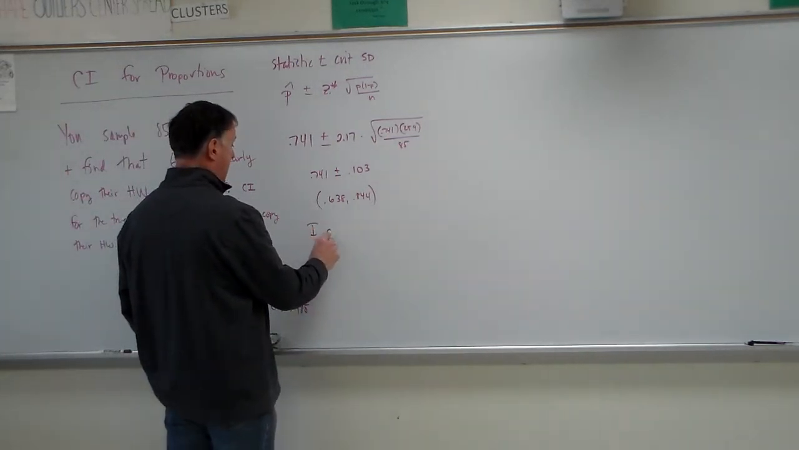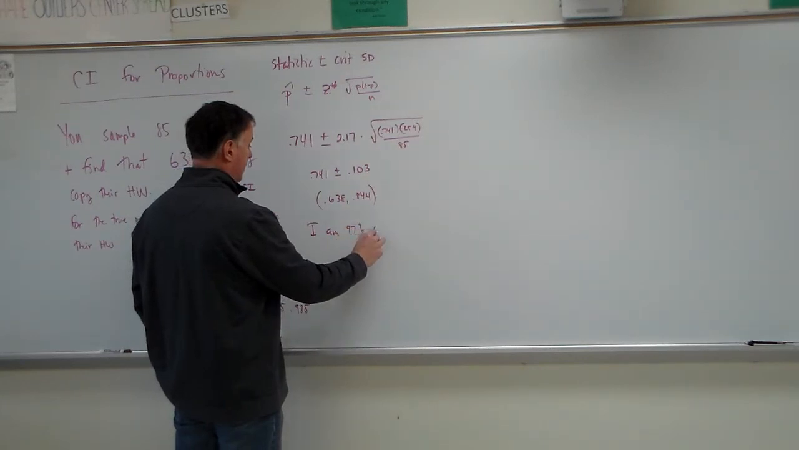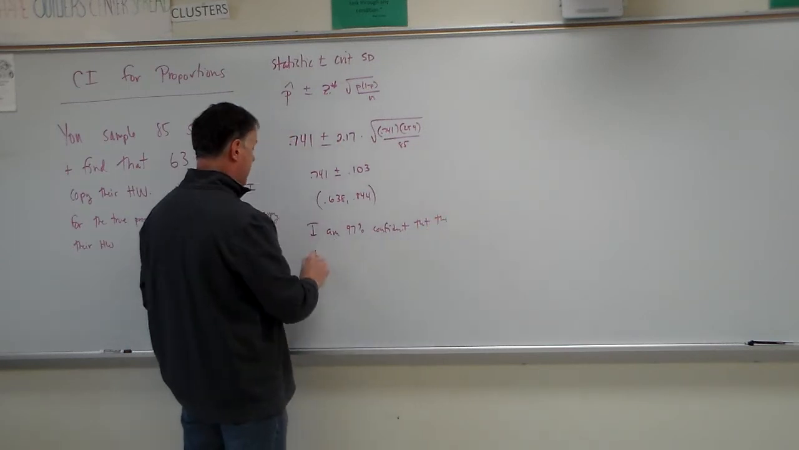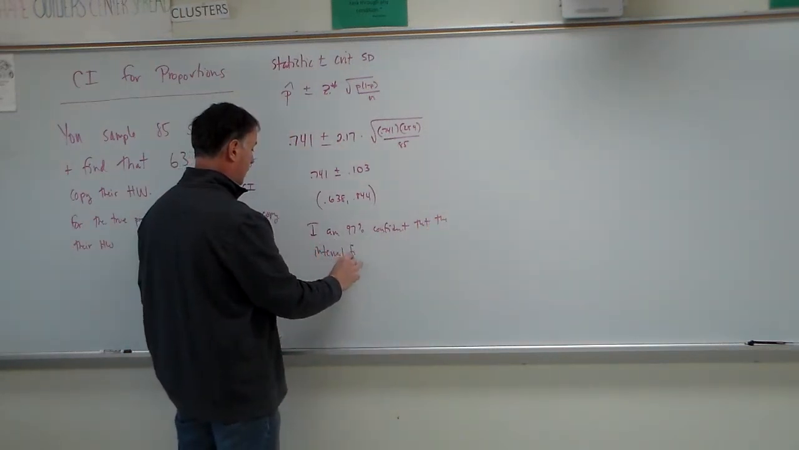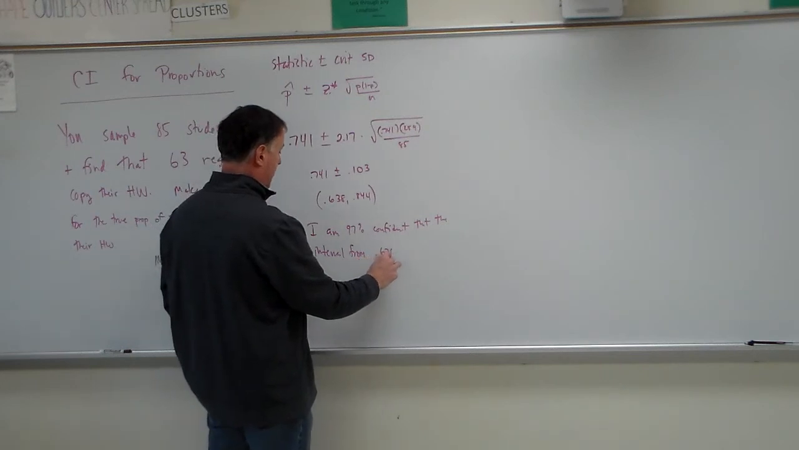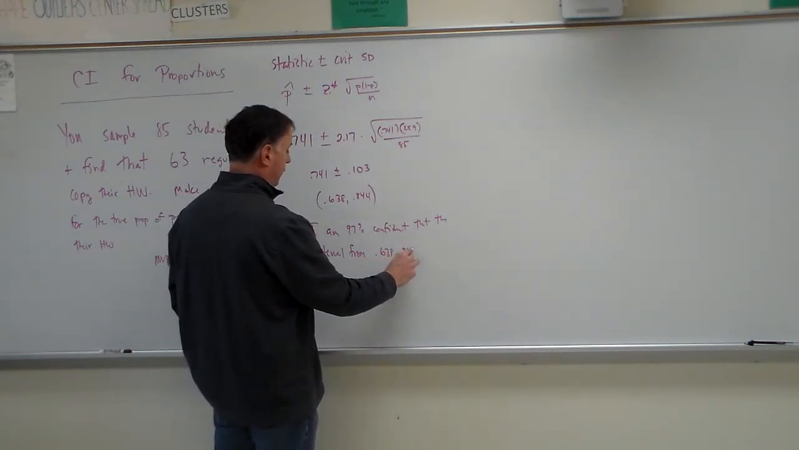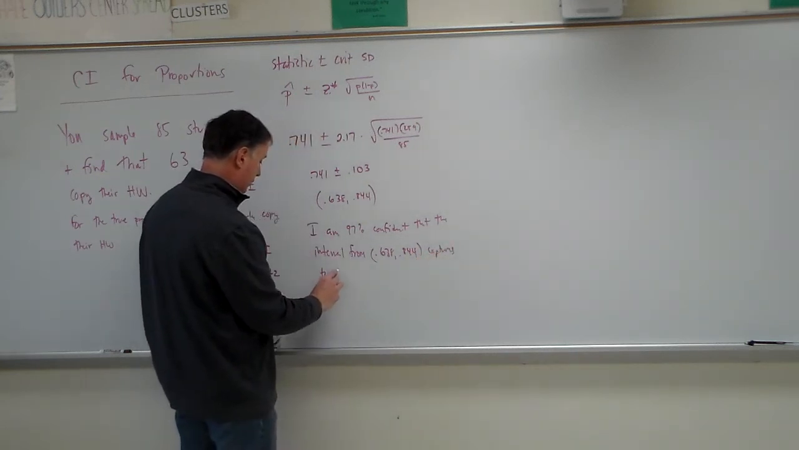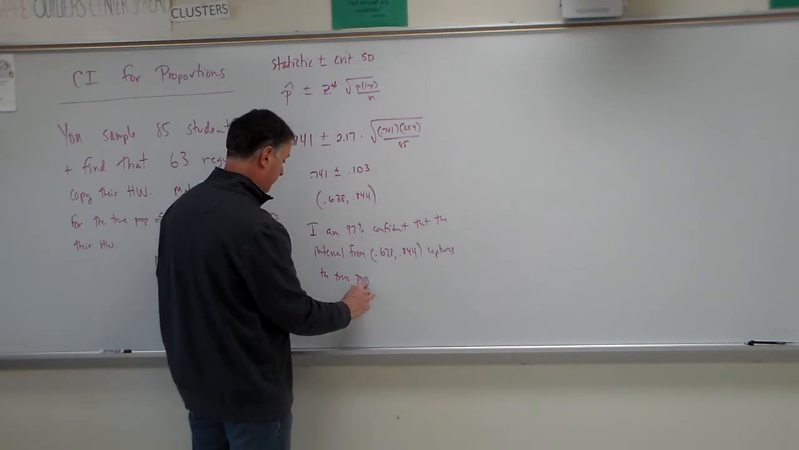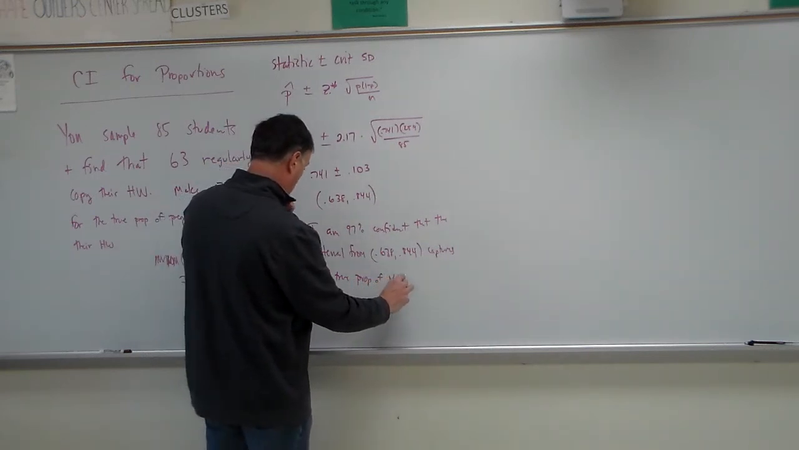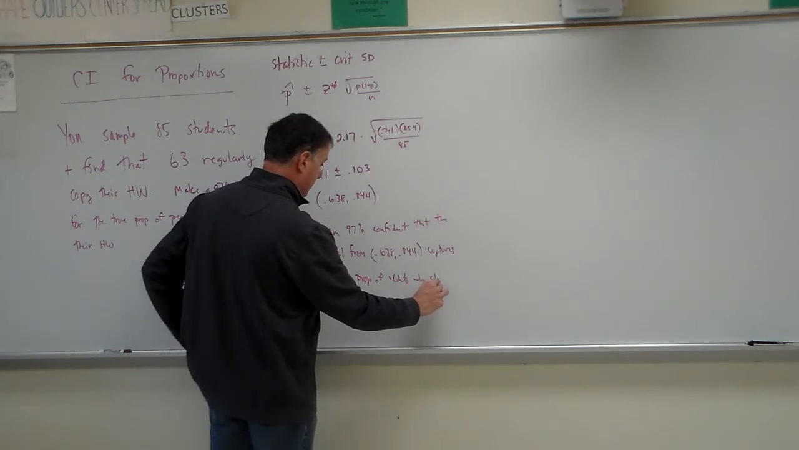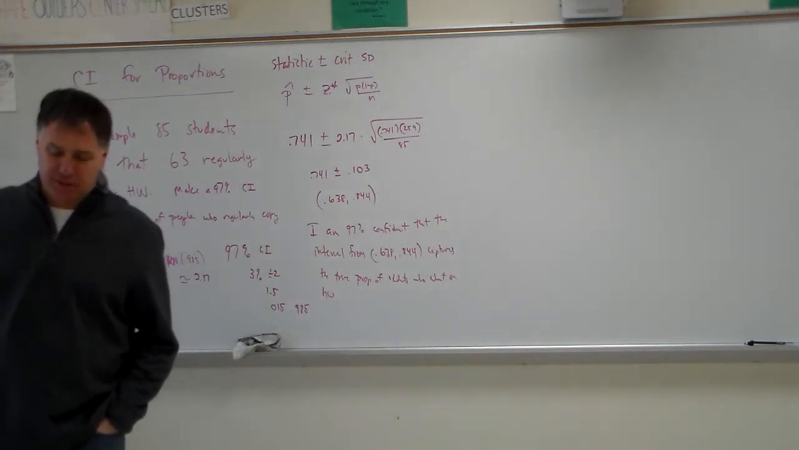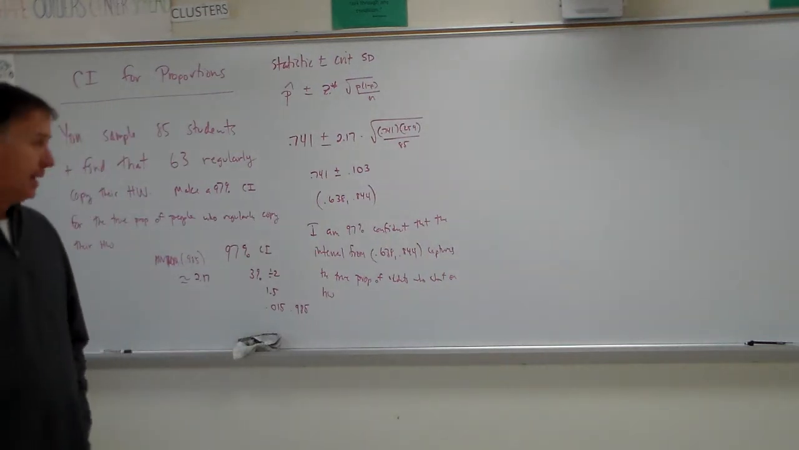And then I would say I am 97% confident that the interval from 0.638 to 0.844 captures the true proportion of students who cheat on their homework. Okay? That is a confidence interval. It's a beautiful thing.